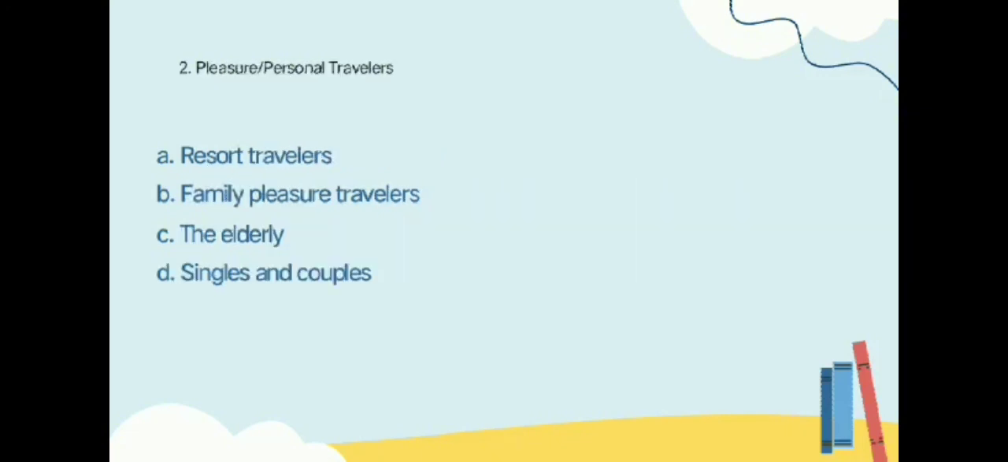And next, the pleasure or the personal travelers. First is the resort travelers. So resort travelers are those people who travel to explore resorts, like a new resort that is opening, so they travel to try that resort. The next is the family pleasure travelers, and those travelers are families who travel. The next is the elderly.